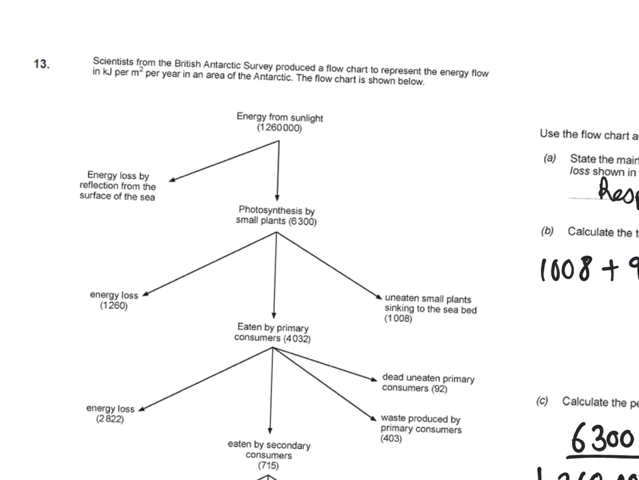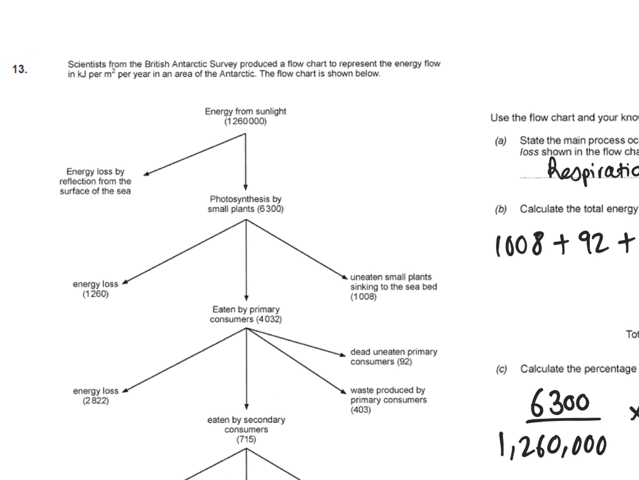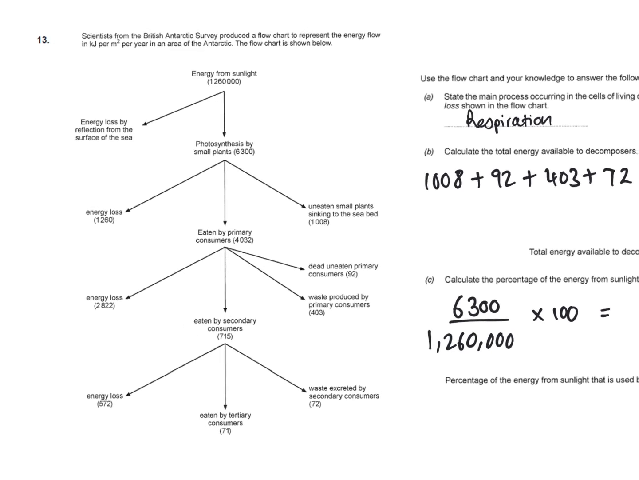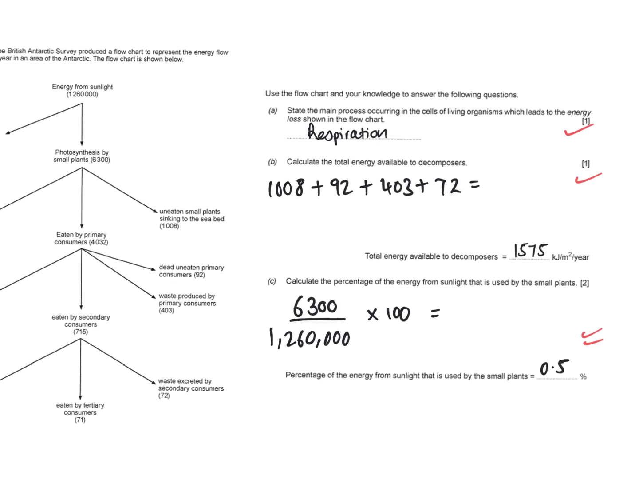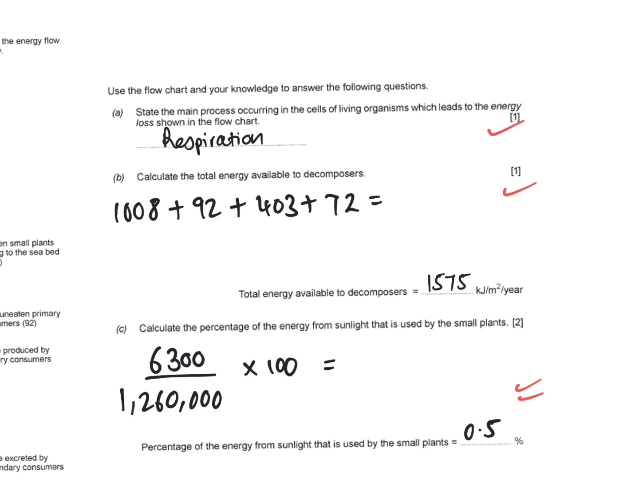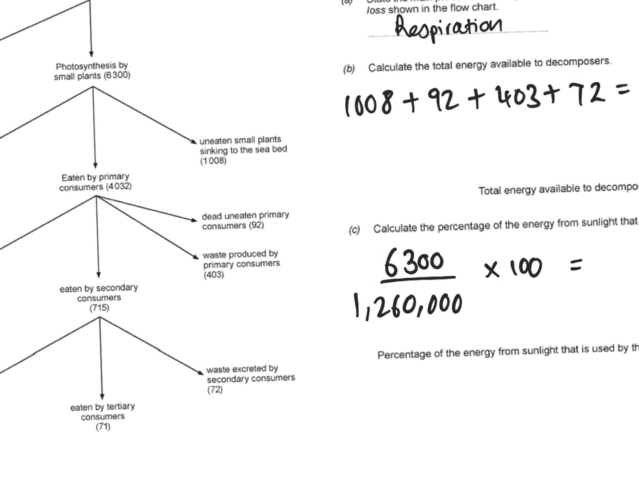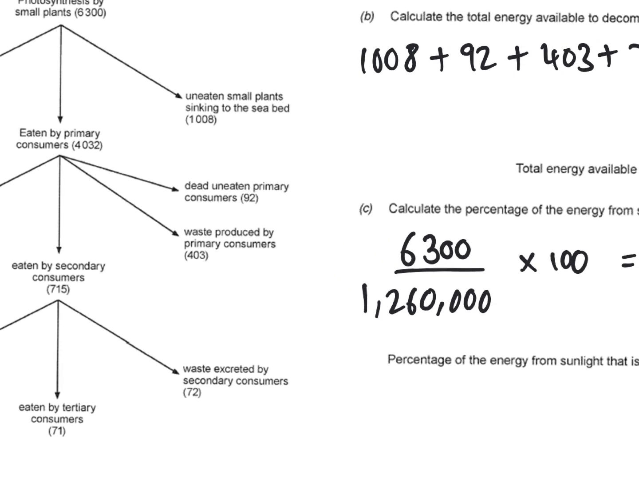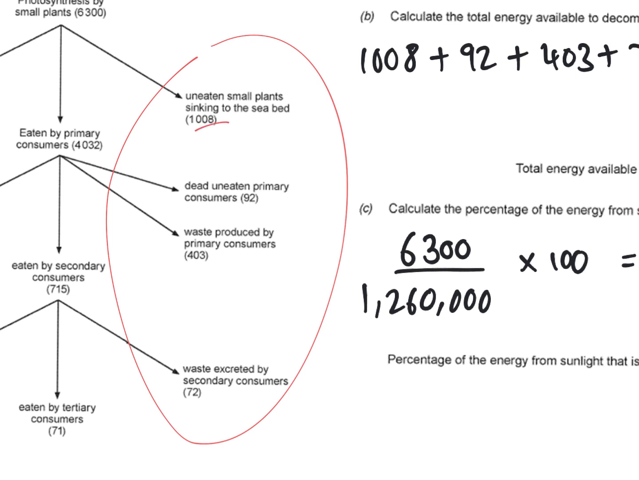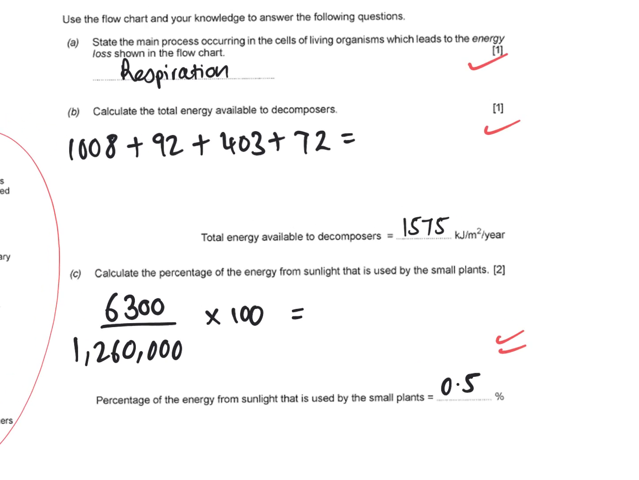Okay, so in this question, we've got a flowchart showing the energy flow in an ecosystem. Over on part A, we have state the main process occurring in the cells of living organisms, which leads to energy loss shown in the flowchart. That's respiration for 1 mark. In B, calculate the total energy available to decomposers. So what we're looking for is this here. It's the total energy available. We're going to add those up. We see these numbers here, and we're going to pop those in that box.